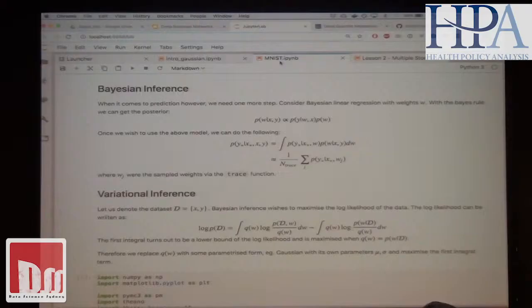Everyone good with that? Okay, so let's go on to today's talk, which is on the deep learning aspect of this.